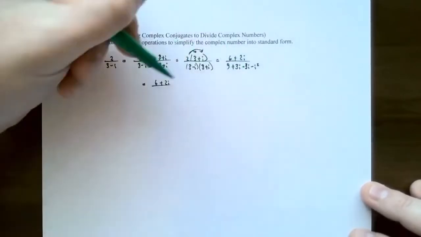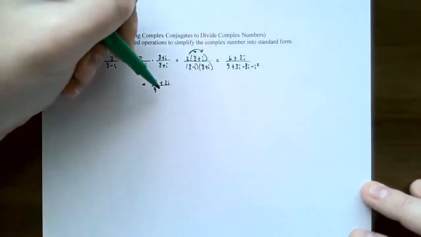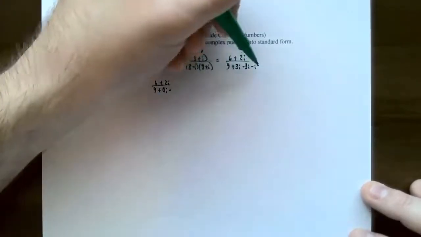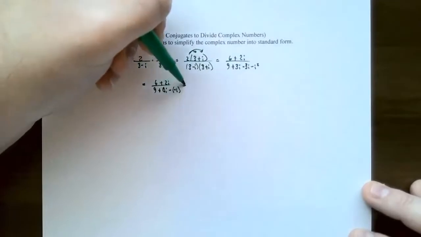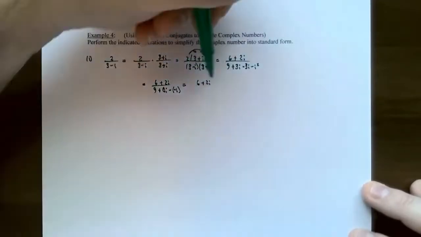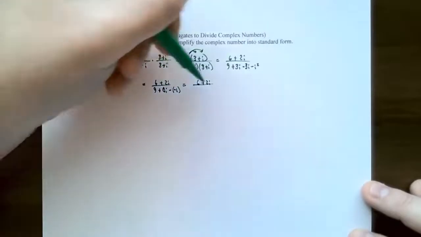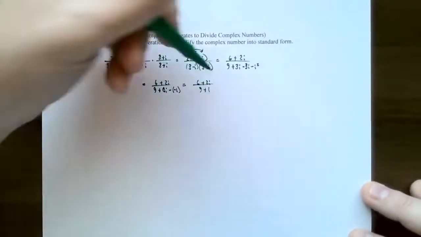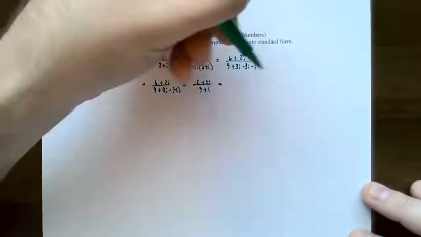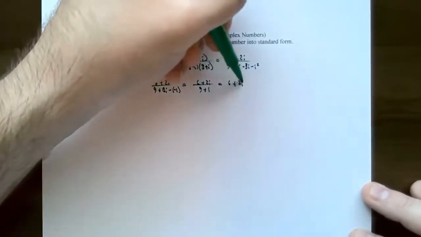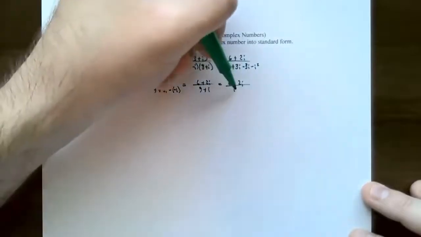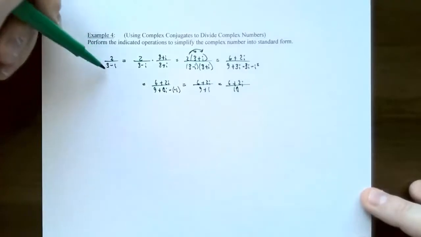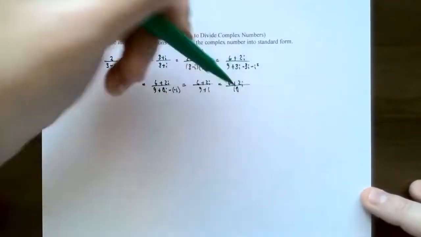You'll have 9 plus 0i, minus, and i squared is replaced with negative 1. So 6 plus 2i divided by 9 plus 1. So the denominator turns out to be a real number, not a complex number. So this is very important. So you have 6 plus 2i in the numerator, and the denominator is 10. So we've taken a real number divided by a complex number, and we get a complex number. It's just we have to simplify this now.